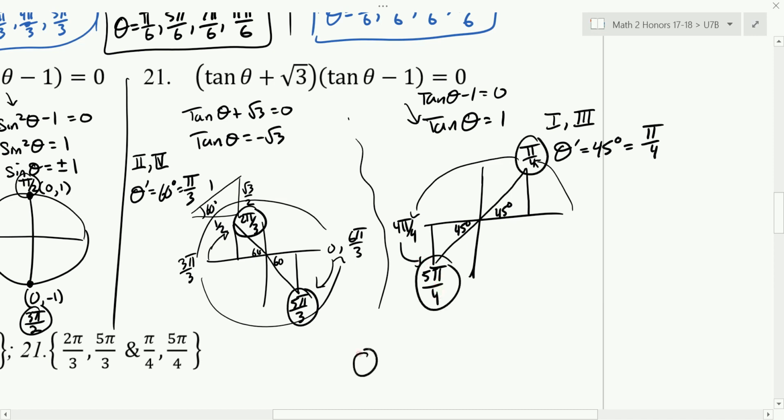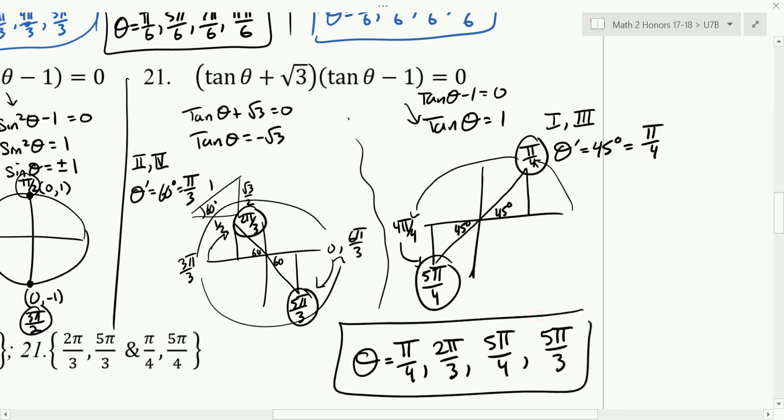So put those together. So in quadrant 1 we have pi over 4. In quadrant 2 we have 2 pi over 3. In quadrant 3 we have 5 pi over 4. And in quadrant 4 we have 5 pi over 3 as our four answers.